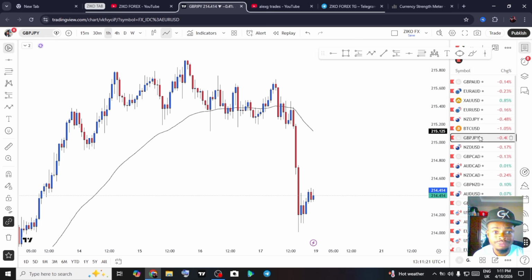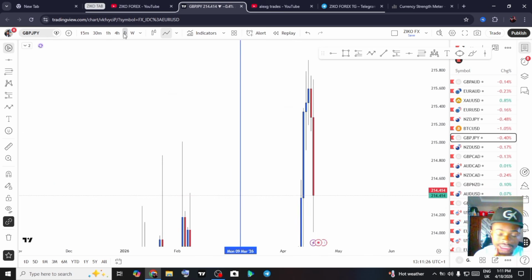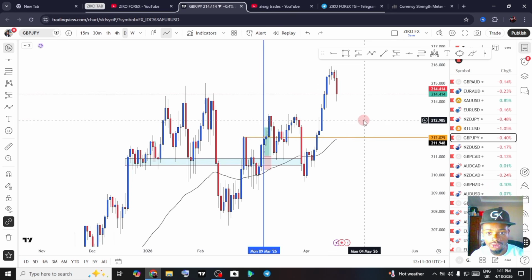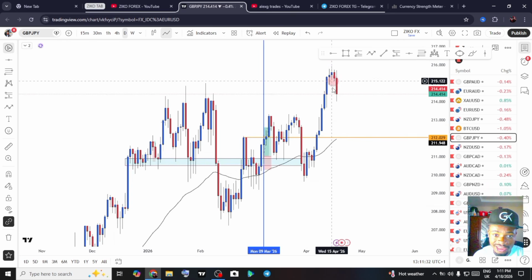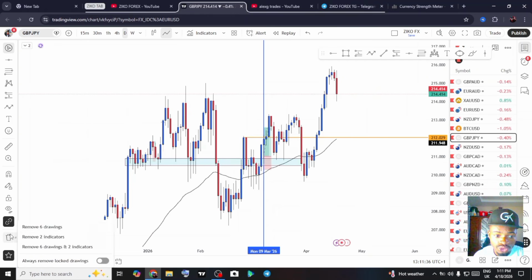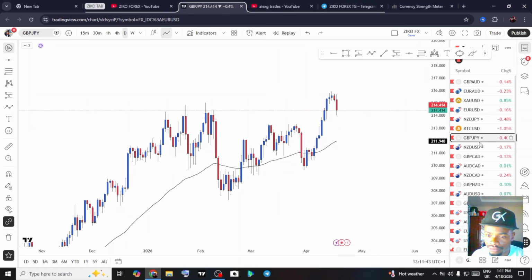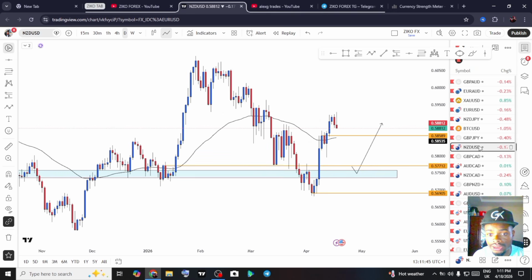GBP JPY seems like it's pretty much the same price action. Let us see. Daily time frame, GBP JPY. All right, that was the higher high. There's pretty much no solid area of interest for us to use here. So I'll not be interested in GBP JPY. Seems like we're not having good markets this week.